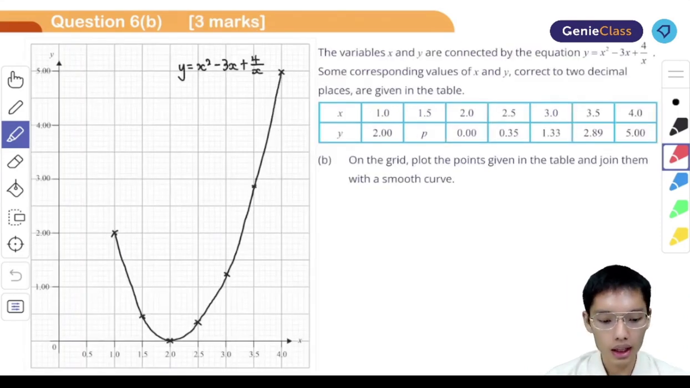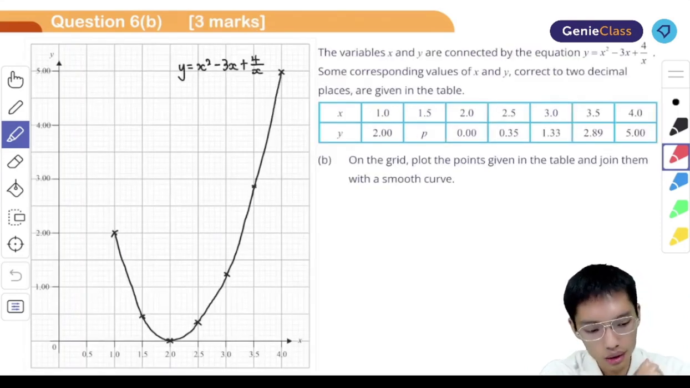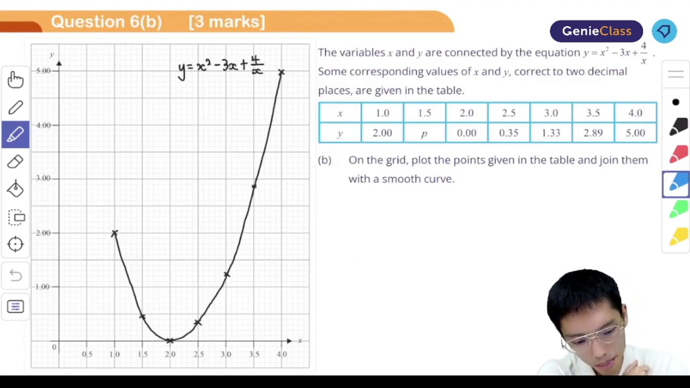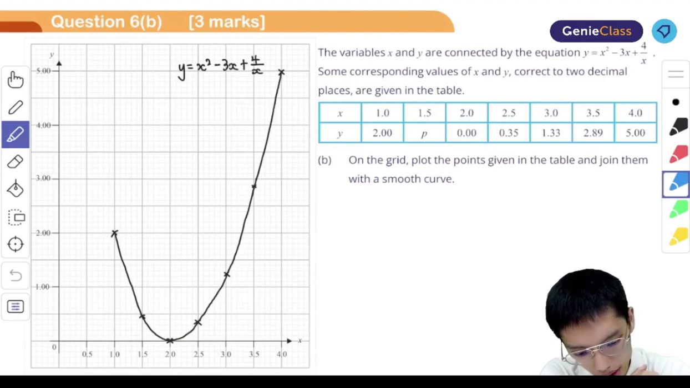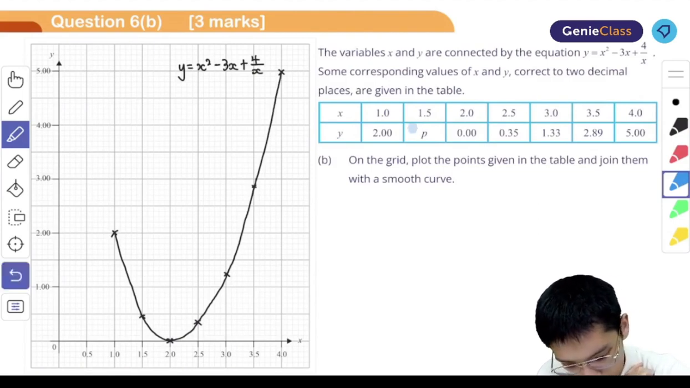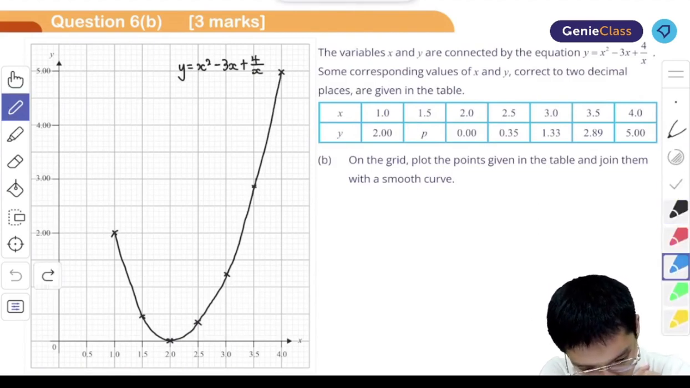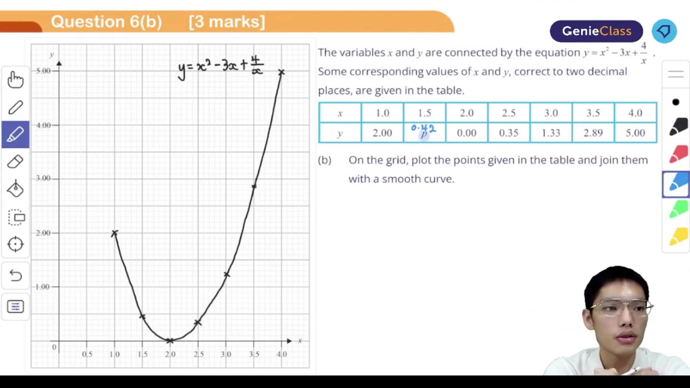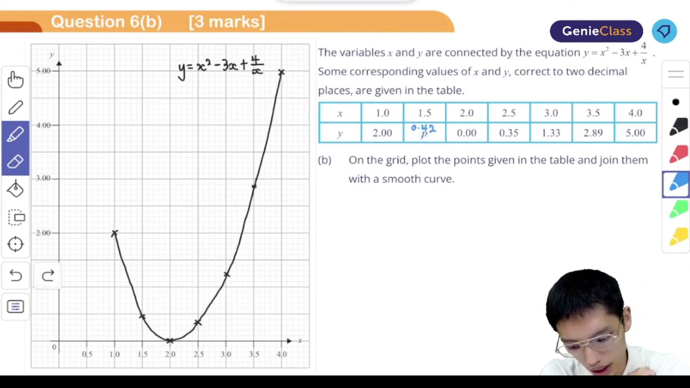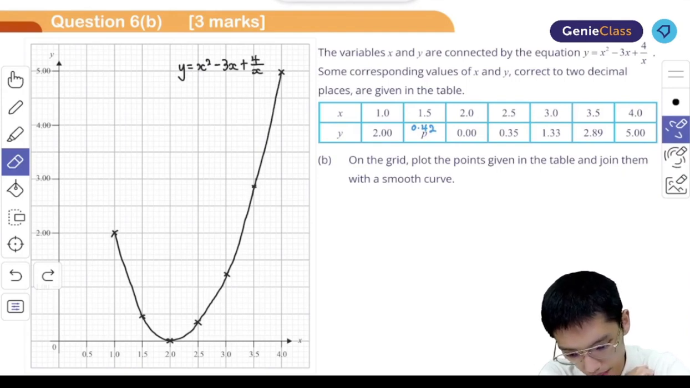Next up, connecting the dots. Just make sure you connect it nicely, whereby my P in this case is 0.42. Let me just write it out. 0.42 over here as such. Okay, this is my P. So from here, all we need to do essentially, let me just write it a bit nicer.